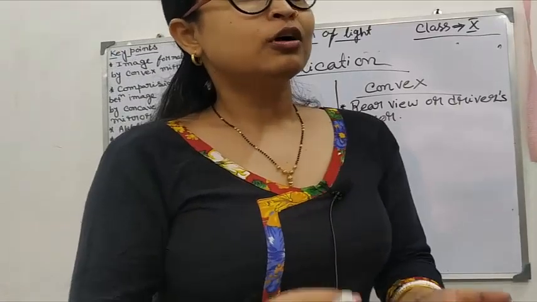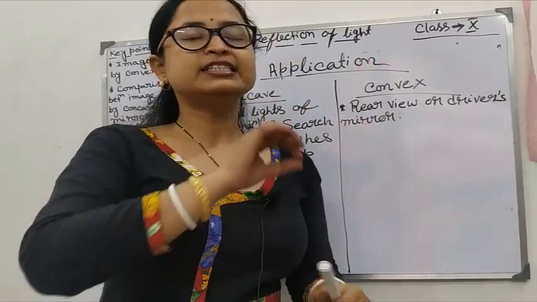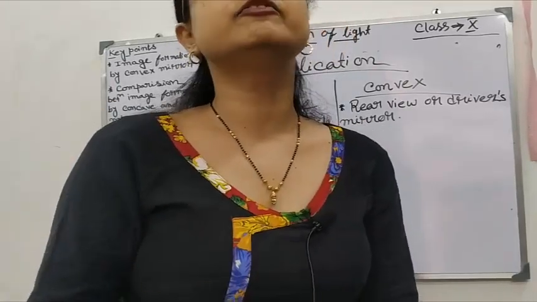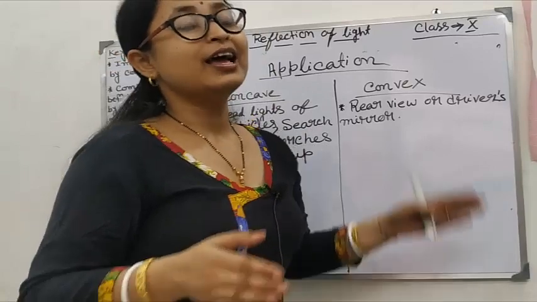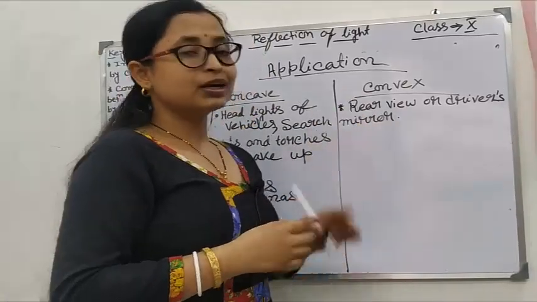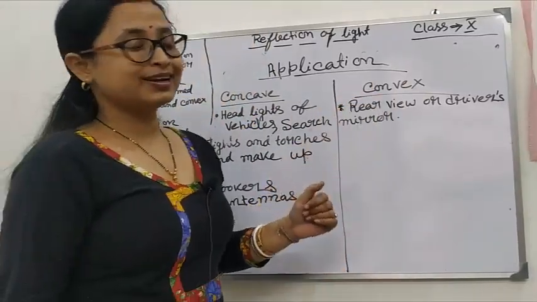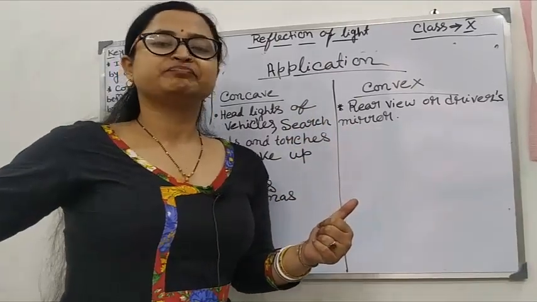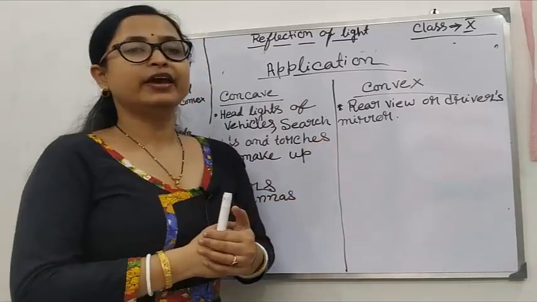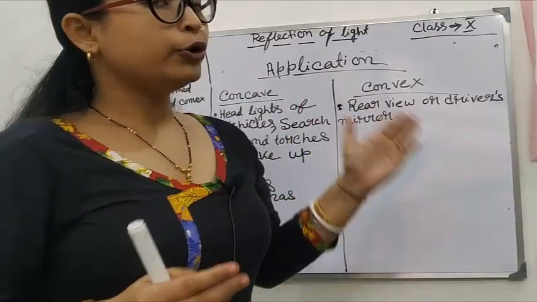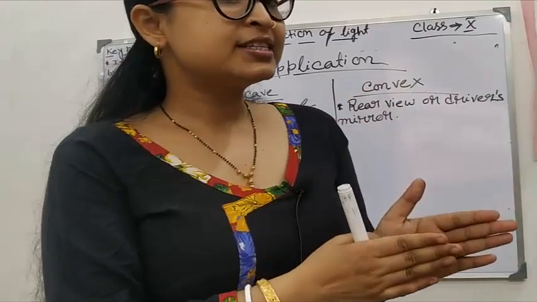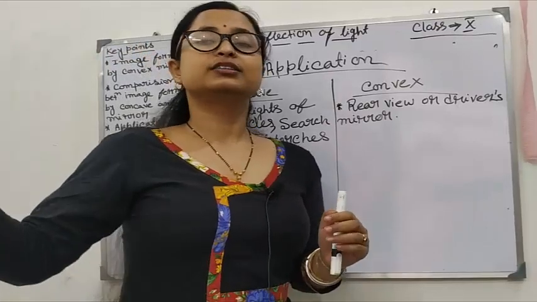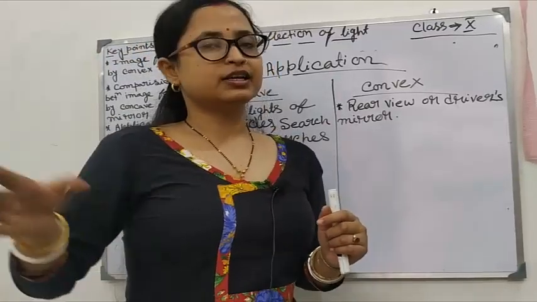What will it do? Actually, we know that irrespective of the position of the object, convex mirror always gives a diminished image. That's why this rear view mirror, also known as driver's mirror, helps the driver to see the traffic behind the vehicle. How do we know that it will give a diminished image? So it can cover a large area behind the vehicle where the other cars or vehicles are coming.